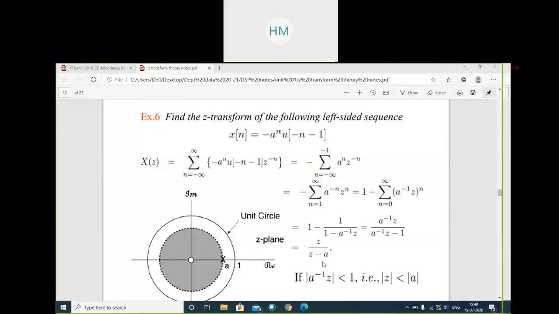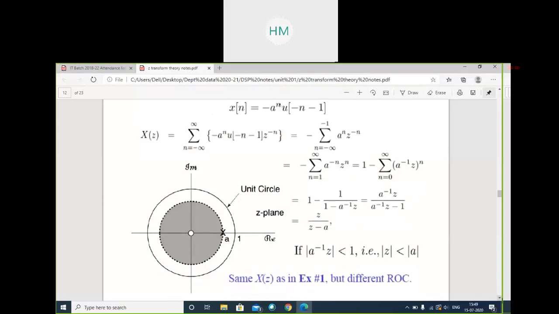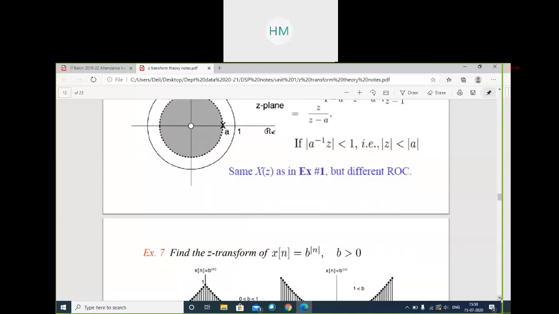And many students told this answer Z upon Z minus A. Very good students, you are simplifying it very nicely. And you can define the ROC Z less than A. See, it is mostly the same as your previous numericals, just the ROC condition has changed. There we had Z greater than A, here we have Z less than A. So the region of convergence is this. A circle is drawn, unit circle is drawn, and ROC exists for Z less than A. So next question.